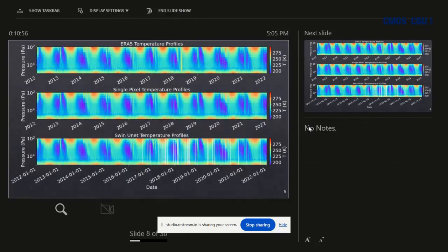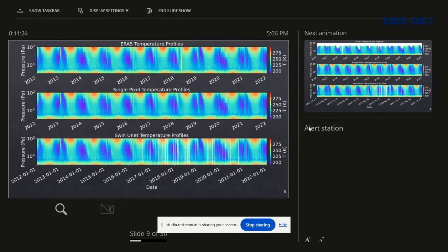You can see a little bit more pixelatedness in the single pixel retrieval again, but the overall values are basically the same. And then to talk about the temperature profiles, I have ERA5 in the top, I think single pixel in the middle, and then SWIN UNet in the bottom. And if you squint or look from far away, they basically look like the same picture. ERA5, you can see there's like a bar in between 2018 and 2019. That's just missing profile values. They're all just being set to 255 Kelvin.